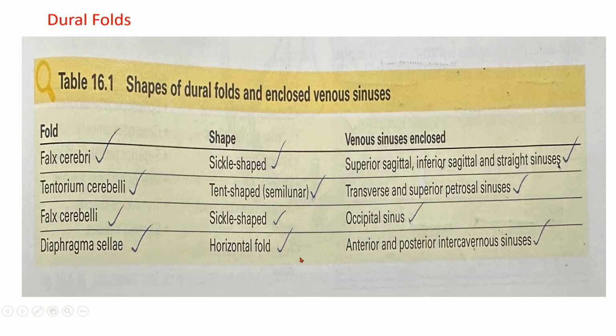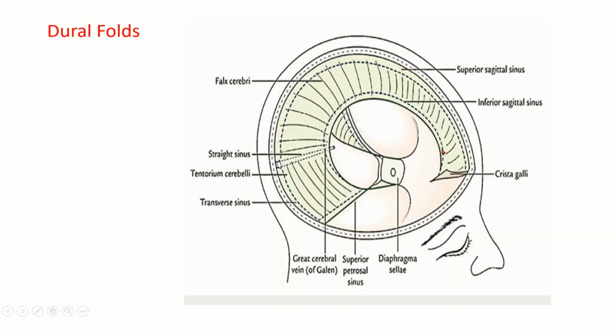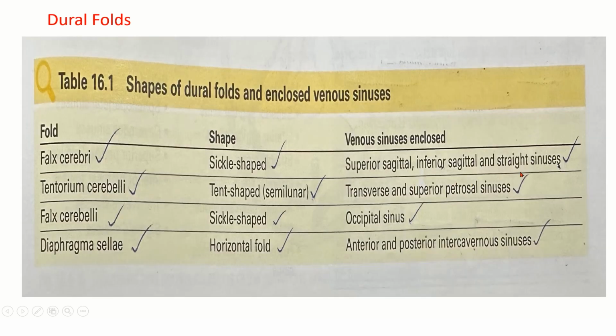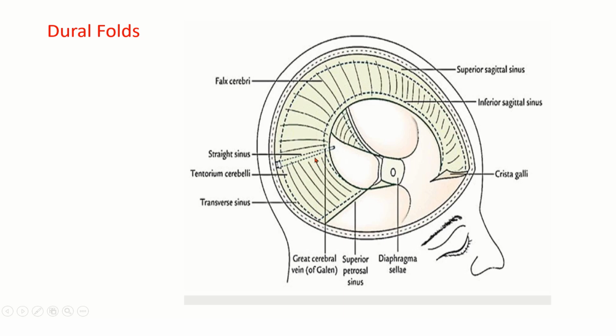You can see here the falx cerebri, it is sickle shaped. I can show you. So this is the falx cerebri, sickle shaped. Here it encloses the superior sagittal sinus and here it encloses the inferior sagittal sinus. It also encloses the straight sinus at the point of attachment of the falx cerebri with the tentorium cerebelli. You can see this is the tentorium cerebelli, which forms the roof of the posterior cranial fossa. You will understand it when we deal with the osteology of the interior of the cranium, which is divided into anterior, middle, and posterior cranial fossa.